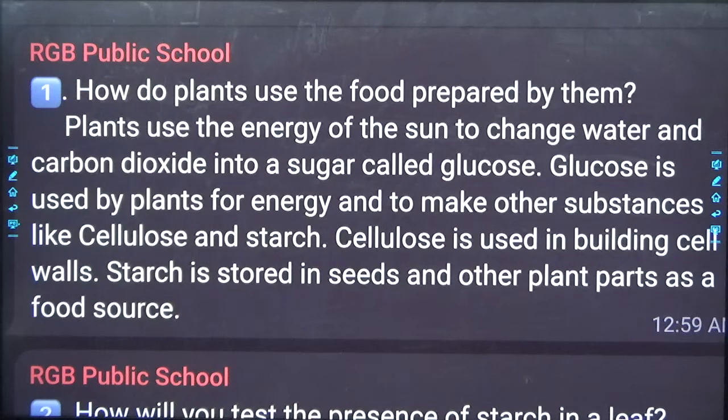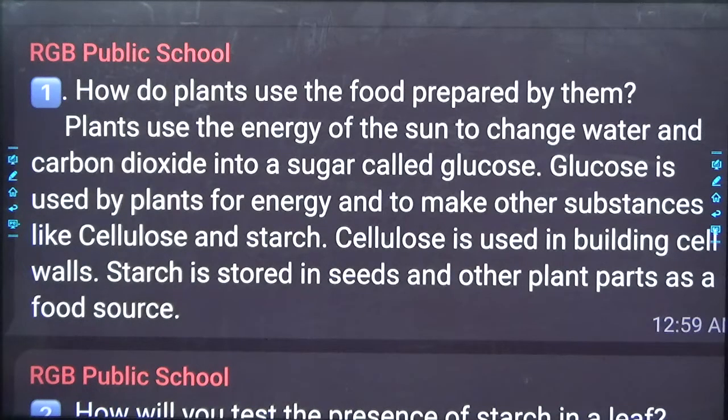Glucose is used by plants for energy and to make other substances like cellulose and starch. Glucose, no, cellulose is used in building the cell wall.